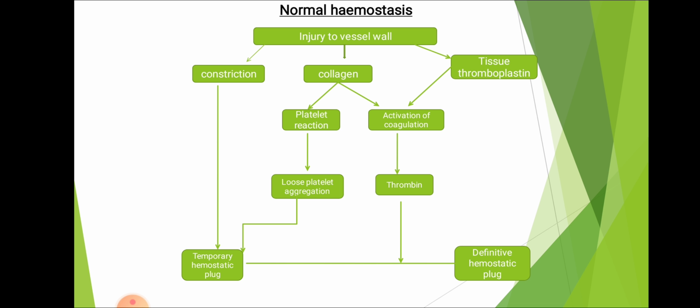Normal hemostasis. This is a flow chart showing normal hemostasis. Injury to the vessel wall leads to the constriction of blood vessels, which leads to the formation of a temporary hemostatic plug. It also leads to the exposure of collagen, which causes platelet reaction and leads to loose platelet aggregation, which in turn leads to formation of a temporary hemostatic plug. It also leads to the release of tissue thromboplastin, which leads to the activation of coagulation and formation of thrombin, which in turn leads to the formation of the definitive hemostatic plug.